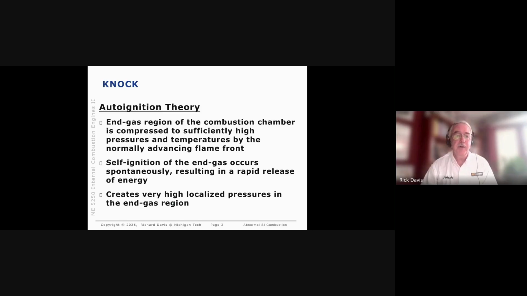So in the auto ignition theory, as the flame is progressing across the combustion chamber, it is compressing and heating the end-gas, or the last mixture to burn on the far side of the combustion chamber. And it compresses that to a high enough temperature and pressure that that mixture can then self-ignite or auto-ignite. That auto-ignition, because it's gone through these precursor chemical reactions, results in a very rapid heat release rate in that end-gas, and that ends up creating a very high localized pressure that we end up hearing or determining as knock. So next slide.